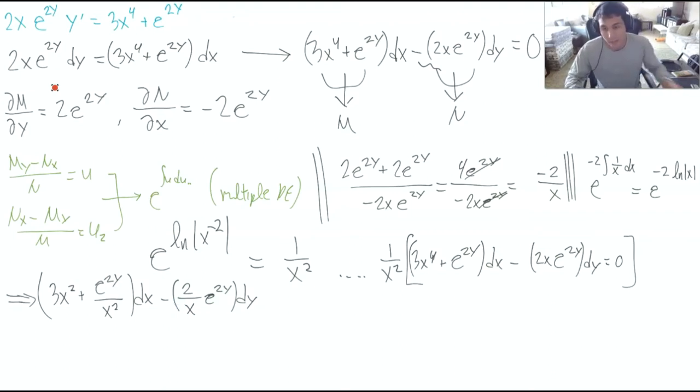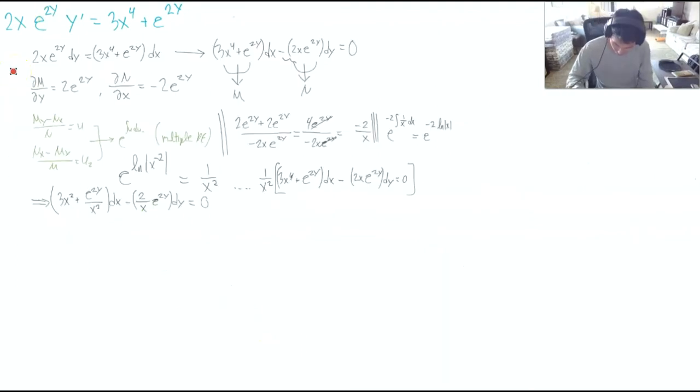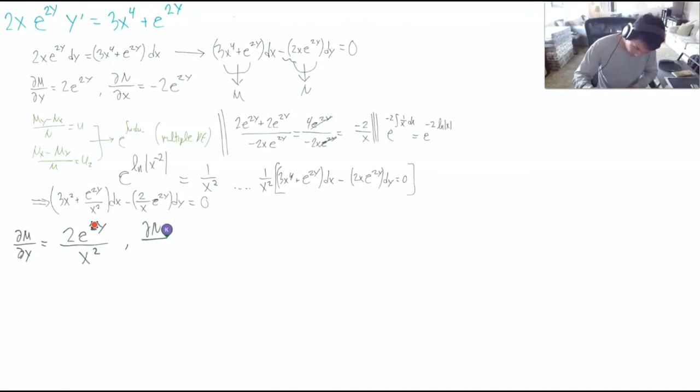Okay, so this is what we get. And now we can actually do our whole exact method, but before we do that, I'm going to try to make some more space. Okay, so again, we're going to repeat the process. So dM/dx, and yes, you know by now that this is M, so we're going to take this with respect, not to dx, with respect to dy. What are we going to get? We're going to get 2 e to the 2y divided by x squared.